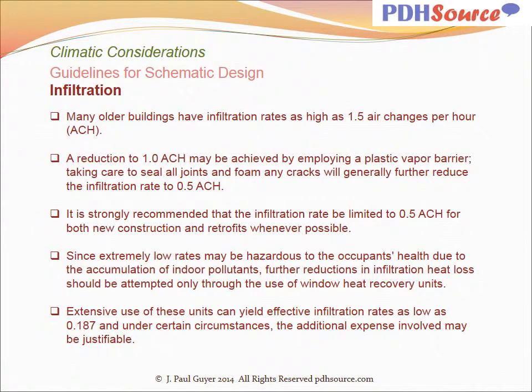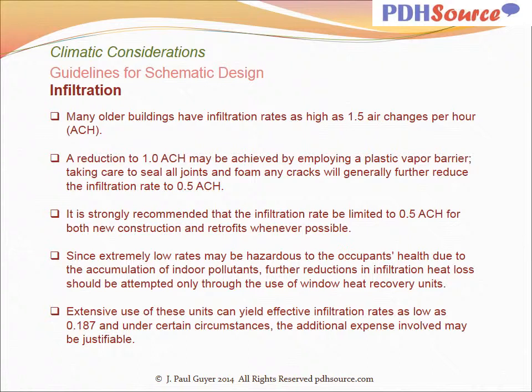With regard to infiltration, many older buildings have infiltration rates as high as 1.5 air changes per hour. A reduction to 1 air change per hour may be achieved by employing a plastic vapor barrier. Taking care to seal all joints and foam any cracks will generally further reduce the infiltration rate to 0.5 air changes per hour. It is strongly recommended that the infiltration rate be limited to 0.5 air changes per hour for both new construction and retrofits whenever possible.